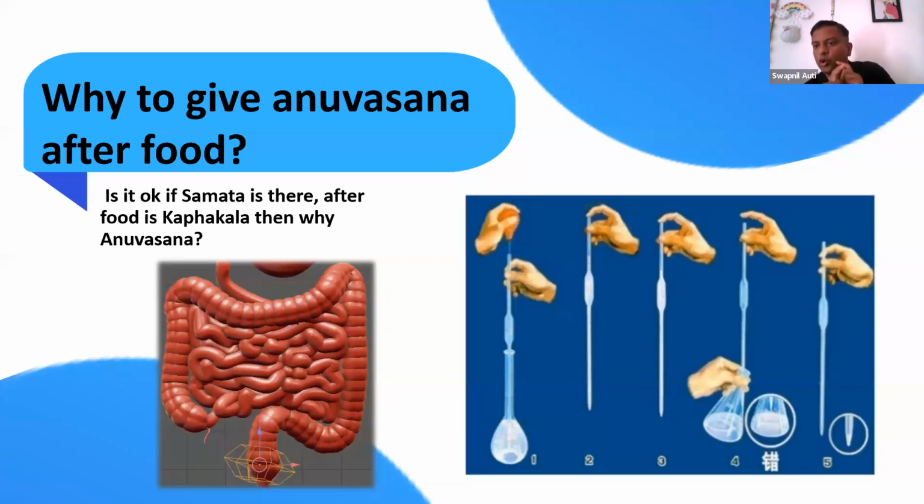nowhere in the Basti chapter has Acharya mentioned that. In Vamana he has written clearly, and in Virechana also he has written clearly, Shleshmakale Gate Jnatva. Yes, and in Vamana it should be given in the Shleshmakala. So there he specifically mentioned those things.